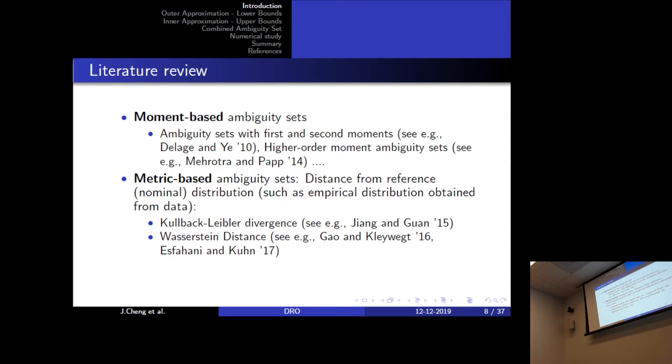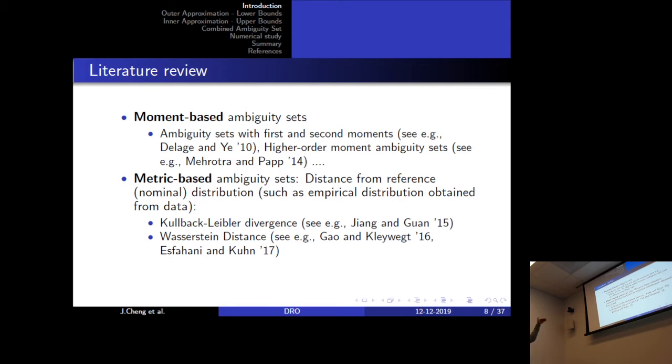And the second type of ambiguity set is called metric-based ambiguity set. What's that? That means if you have some reference distribution, for instance, you can use your sample to estimate a distribution. Then around that one, you consider all the distributions within some distance of the reference distribution. So how to calculate the distance between two distributions? They have different metrics, right? One is called KL divergence, also belonging to the phi divergence. And the second type, the more popular one, is the Wasserstein distance.